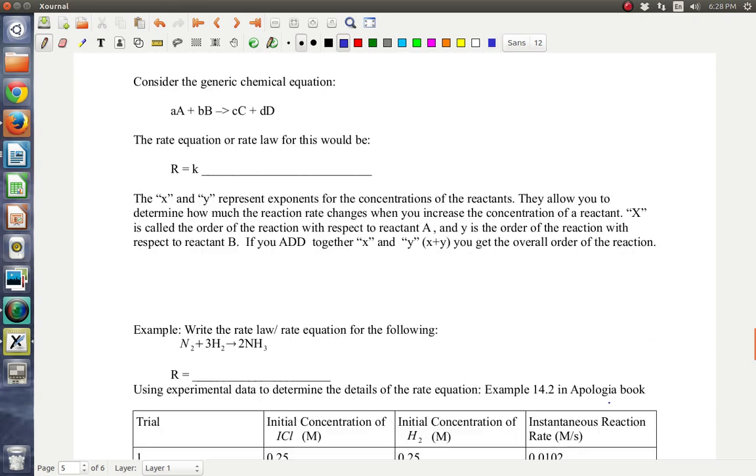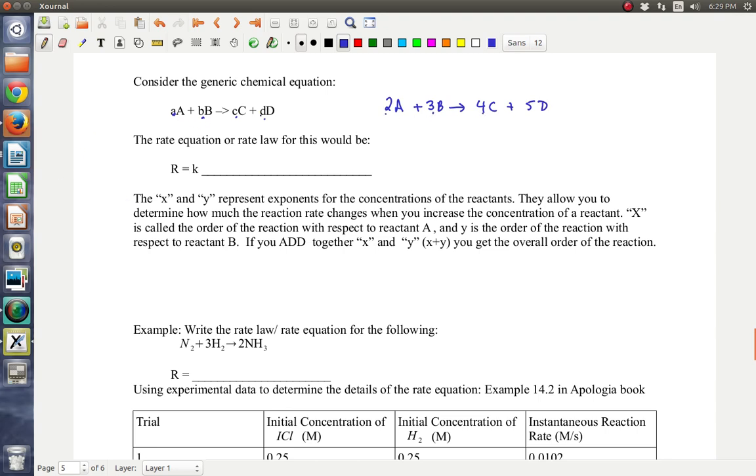Now, here's a generic chemical equation, and this stuff that I'm giving you right now is not in your textbook, so you need to pay attention to this, and I'm going to give you examples to use that are also not in your textbook. A generic chemical equation, this A and B, little c and little d, those are the coefficients, like 2A plus 3B yields 4C plus 5D. This is what they are, the numbers in front.